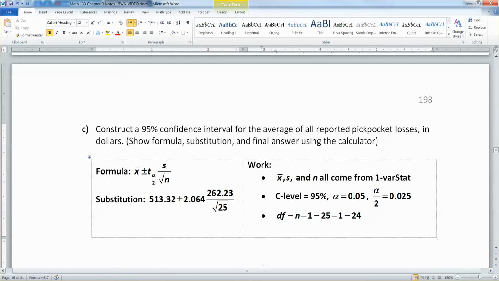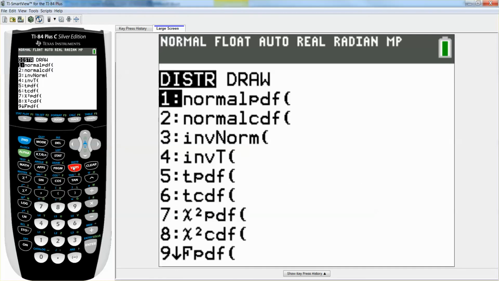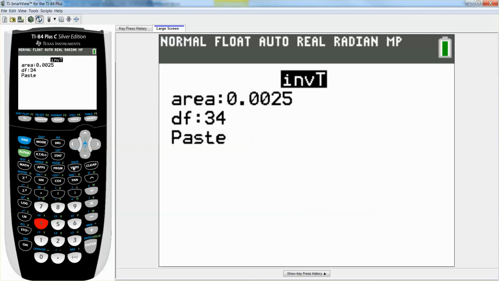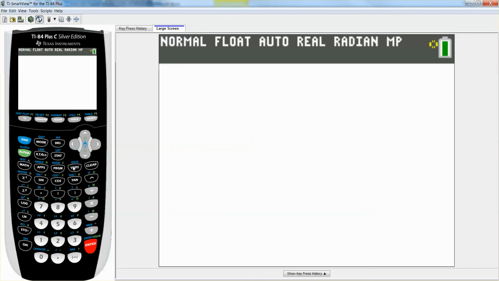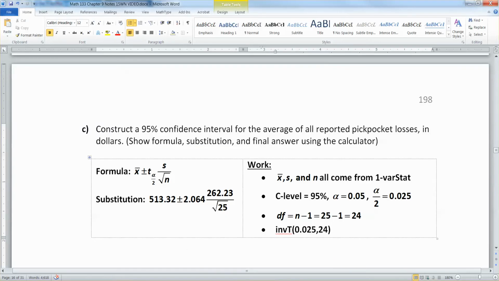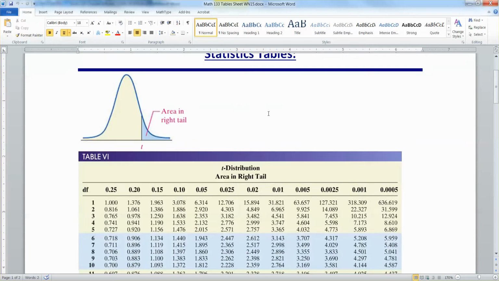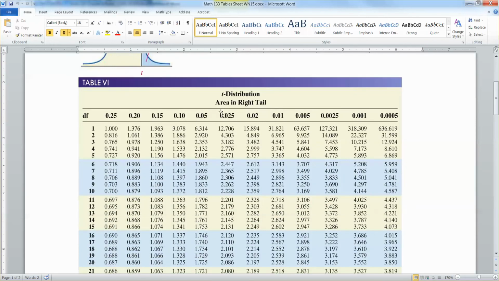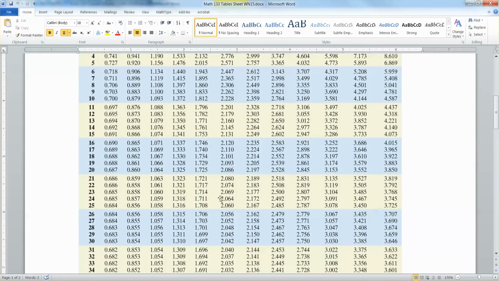All right, so let's do inverse norm, or inverse t, excuse me, because this is a t value. 0.025 comma 24. Distributions, inverse t, 0.025, and 24. Paste. Enter. There's 2.064, negative. Now, if you really like the tables better, and I actually do for quick reference, it's really quick. You just go to the 0.025 column, go down to 24 for your degrees of freedom. There it is, 2.064 right there.